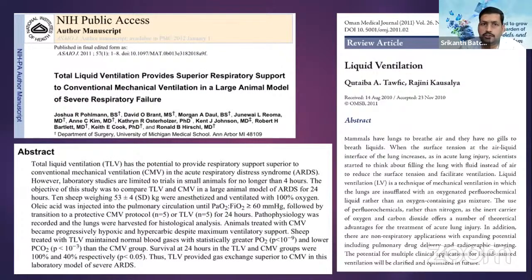Okay, that's fine. So basically, if you want to get a basic idea of what liquid ventilation is and how it is applicable, the right side one video article.